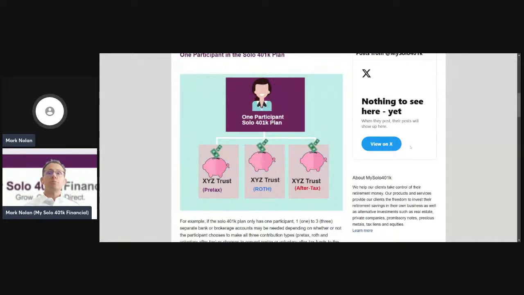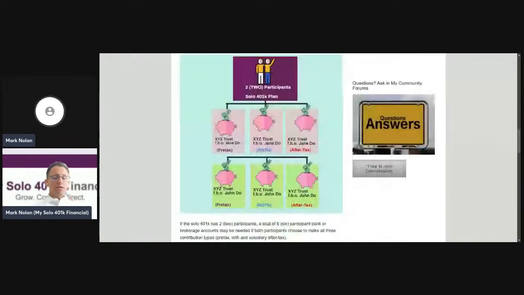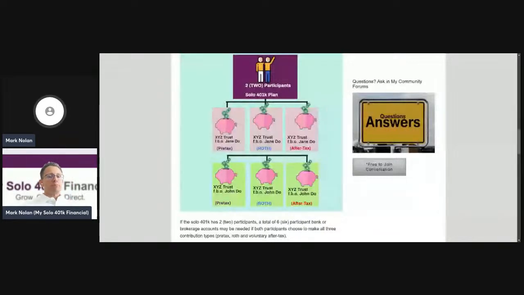Here's an example of a 2 participant plan. Let's say you have an LLC taxed as a partnership and both spouses are participating in the plan. So both spouses get a Schedule K-1 and report self-employment income on that K-1 so they can make contributions to the plan based on their respective reported Schedule K-1 self-employment income. So the LLC would sponsor the solo 401k plan, so 1 plan. Here we have an additional 3 holding accounts because there was a second participant. So the result is a total of 6 brokerage accounts or bank accounts, 3 for each participant for each source of funds, pre-tax, Roth, and after-tax.